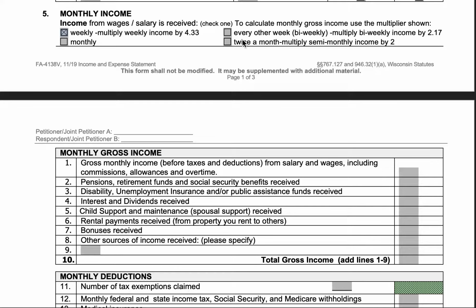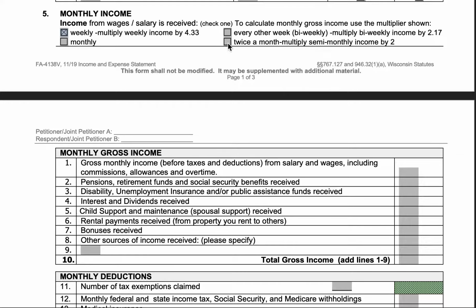And the difference between every other week and twice a month is if you get paid on set days twice a month. So if you get paid on the 15th and the 30th or something like that, that's twice a month. Versus if you get paid every other week, so like every other Friday, that's going to be this every other week option. So very similar, but just slightly different.